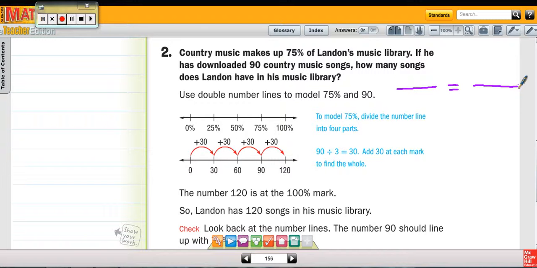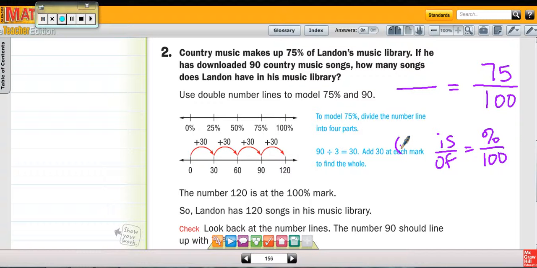What do we know in the problem that we're going to put into our percent proportion first? Autumn? So this is always percent out of 100, right? This is what we had in our notes: is over of equals percent out of 100. Is stands for the part, and of stands for the whole. So in case those words aren't there, we can still use those words, right? So what other piece of information do we have in this word problem that's going to be used in our percent proportion?